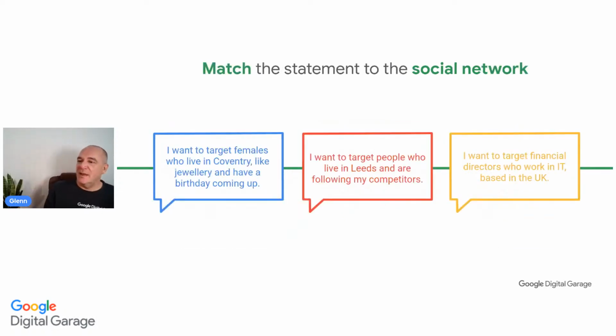Now, to take that a bit further, we've got an example in blue, red, and yellow there. I want to target females who live in Coventry, who like jewelry and have a birthday coming up. So in terms of the platform that we're using there, that is going to be Facebook. Again, thinking about how we've worked the logic of the previous slide together. The second example, I want to target people who live in Leeds and are following my competitors. So that is going to be Twitter.